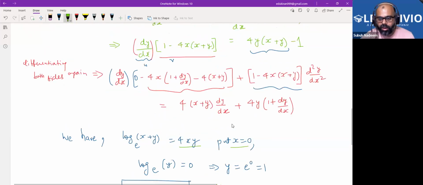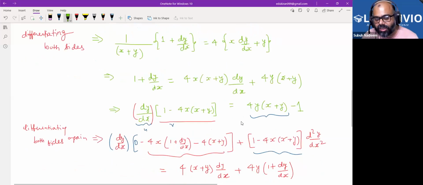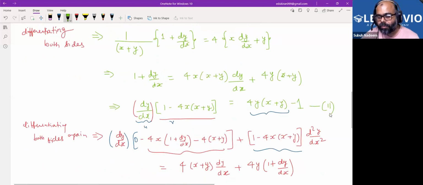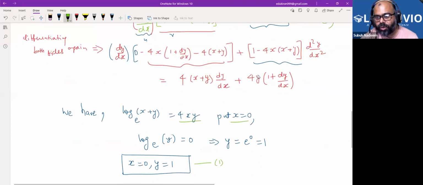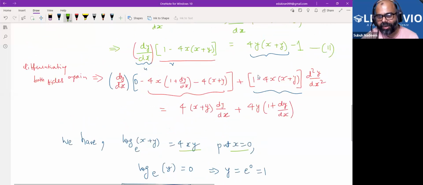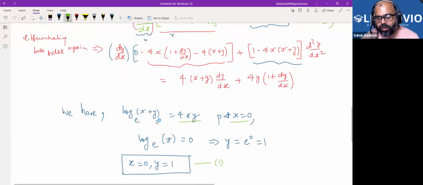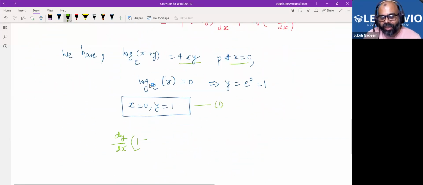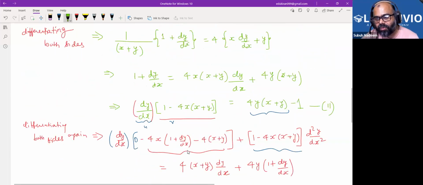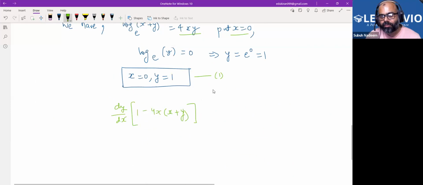Now another thing is that we got this. This is the first equation, then this is the second equation. In this second equation, if we put x is equal to 0, this equation I'm writing here: dy by dx, 1 minus 4x into (x plus y) equal to 4y (x plus y) minus 1.